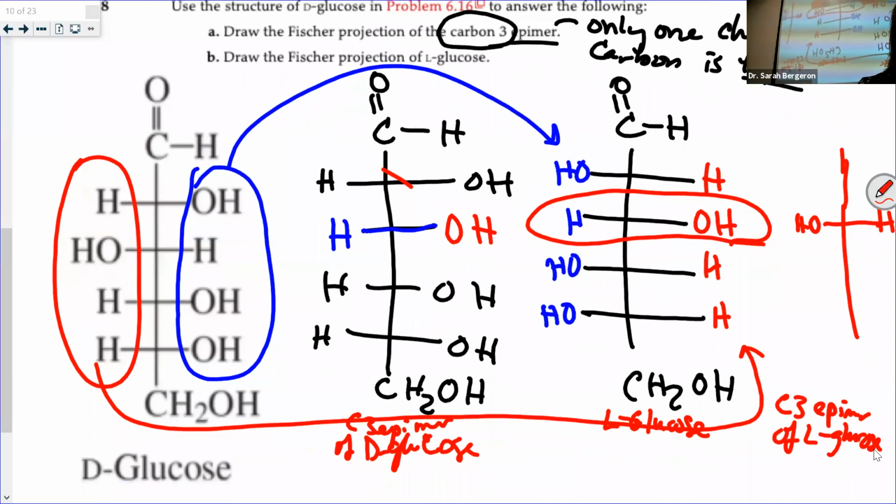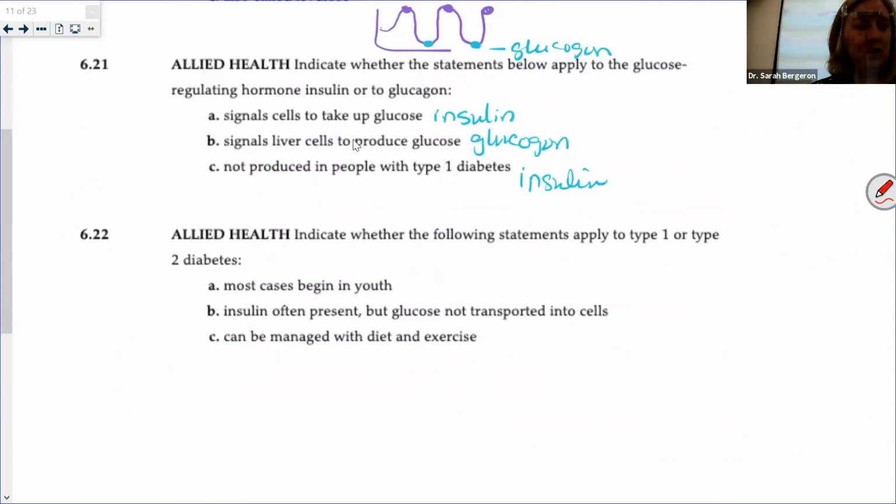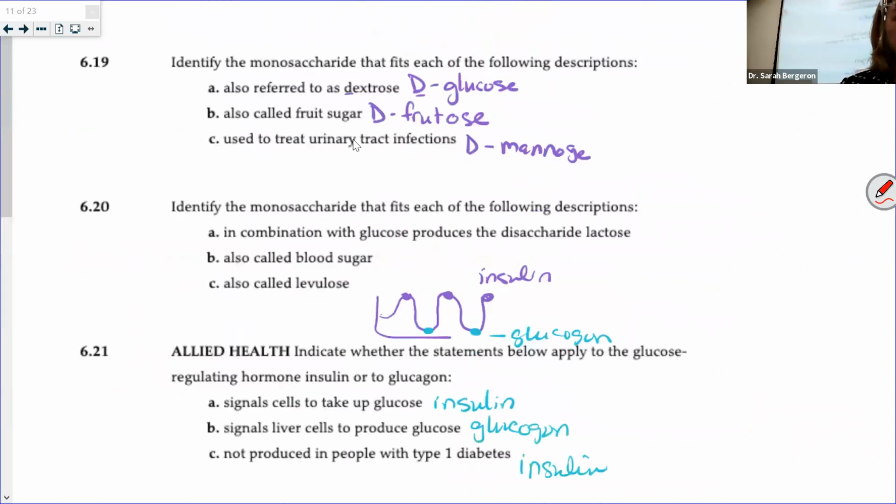Okay. Move this back down. Okay, we're getting to the end. Doing good. Okay. Identify the monosaccharide that fits each of the following descriptions. Unfortunately, what does this mean? We need to do a little memorization. All right, so if you have a monosaccharide, we combine it with glucose and we make the disaccharide lactose. What sugar is that?